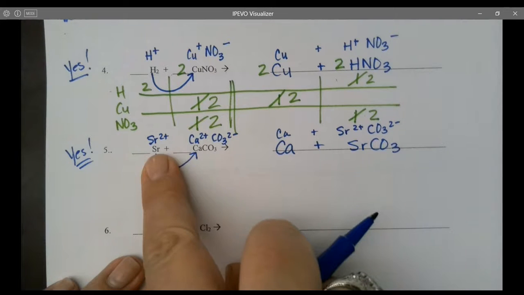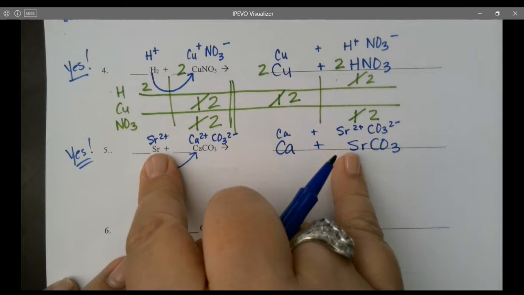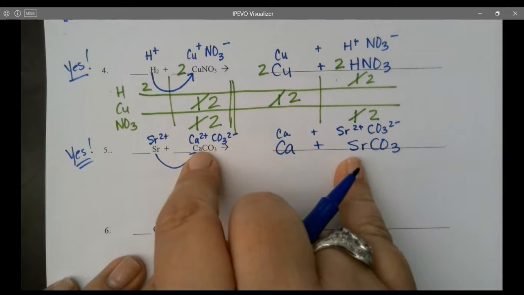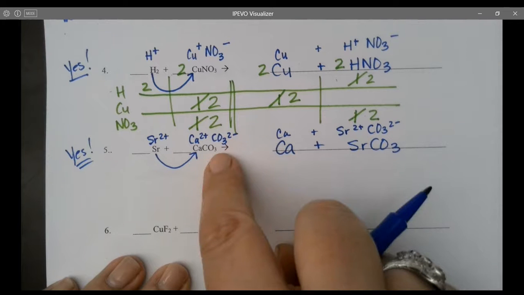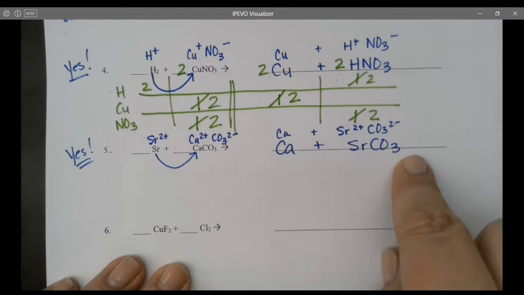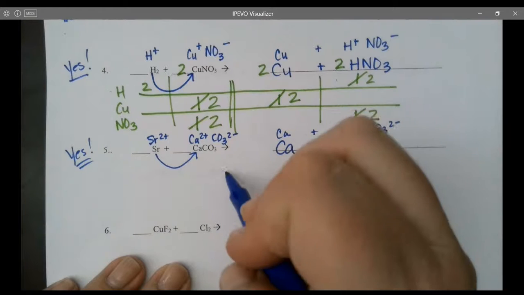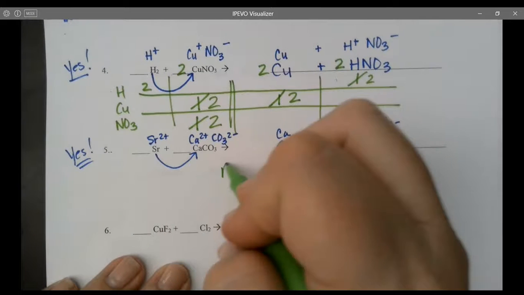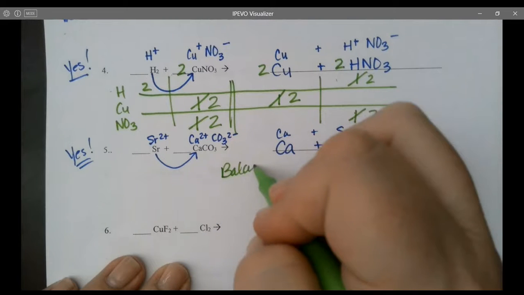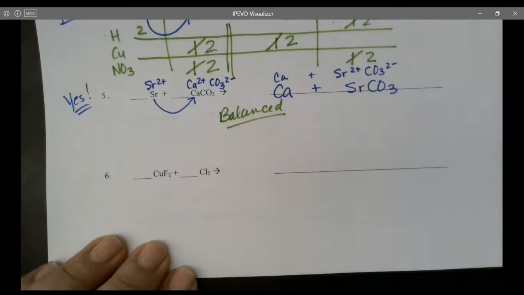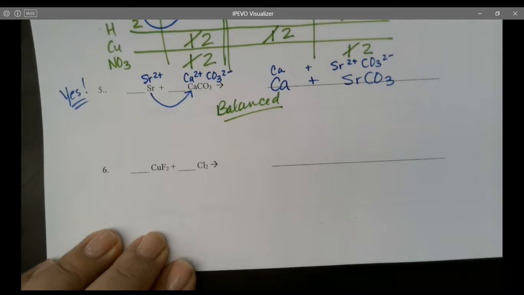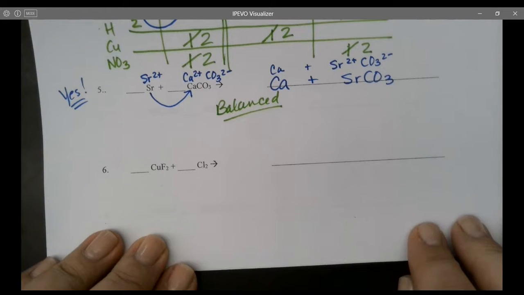And when I look here, I see one SR, and I see one SR. I see one Ca, and I see one Ca. I see one CO3. I see one CO3. So I'm going to say that this is balanced. Okay. And then I'm going to come down to number 6. Okay. Give 6 a whirl, pause your video, and then come back and see if you got it right.